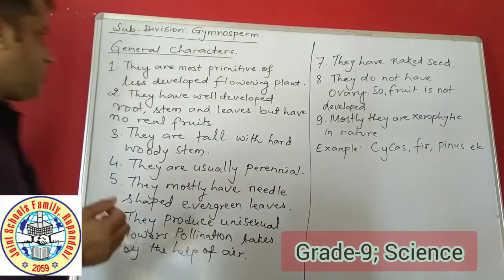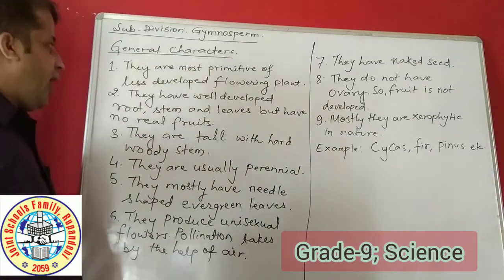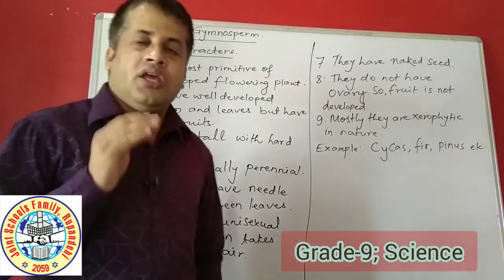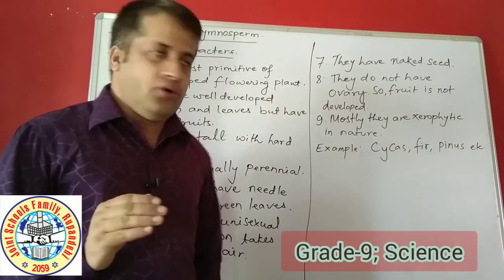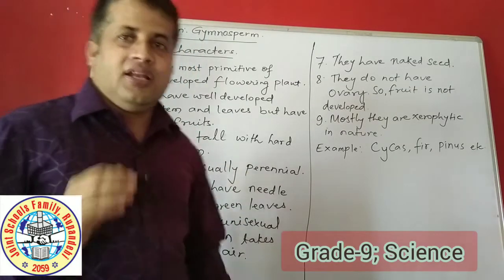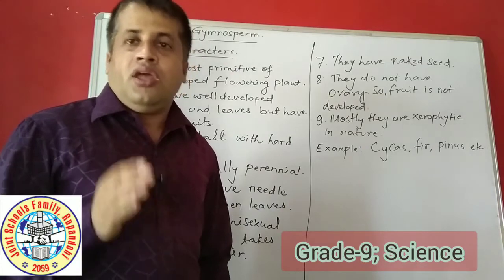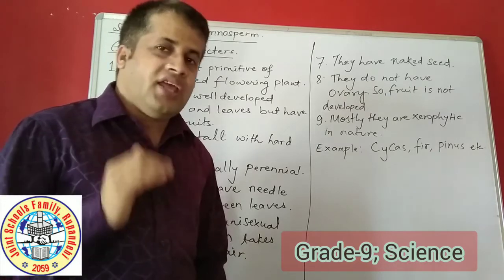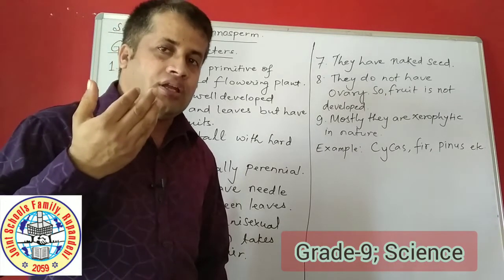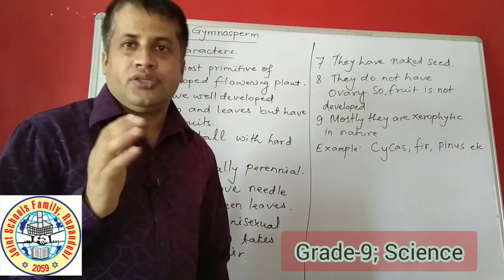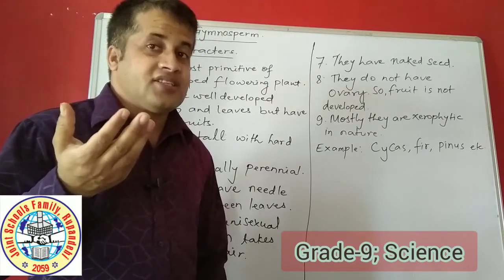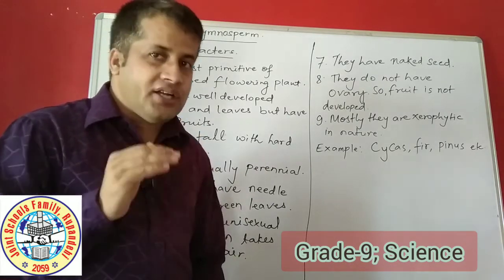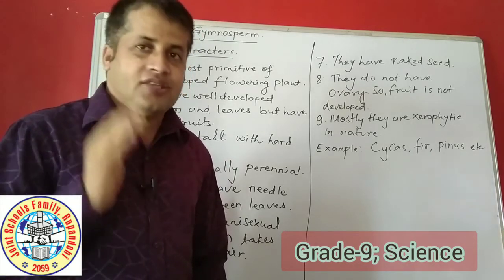The second general characteristic is that they have well developed root, stem and leaves. That means their body can be differentiated into what? Root, stem and leaves. They have xylem and phloem in them so that they can grow taller in height. So they are more developed as compared to Pteridophyta, Bryophyta and Thallophyta, but less developed as compared to the angiosperm plant.